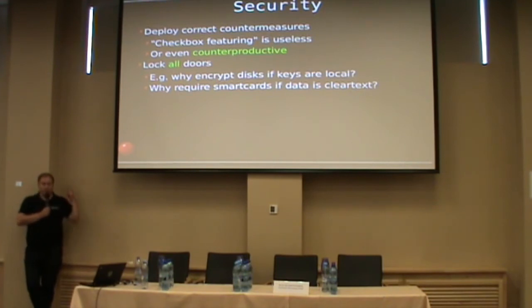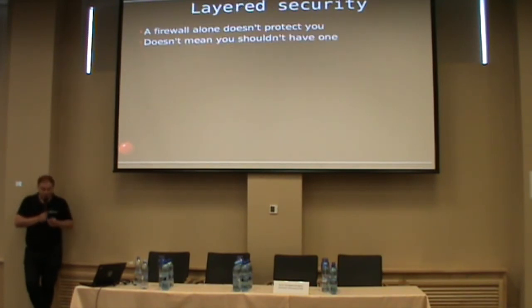Why go through the gigantic cost of deploying a smart card infrastructure throughout your organization, and then you send all your data in clear text across the network? So someone can just sniff it and not bother hacking you. Figure out what the right places are to secure and secure those and just ignore the rest. Because deploying all of these things becomes, from a management perspective, very, very expensive. So pick the ones that actually make the difference.